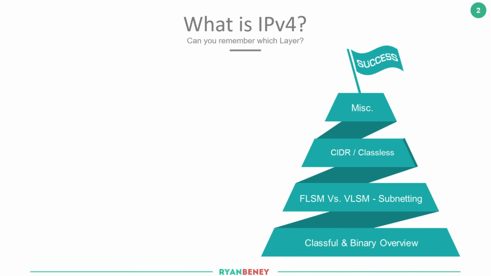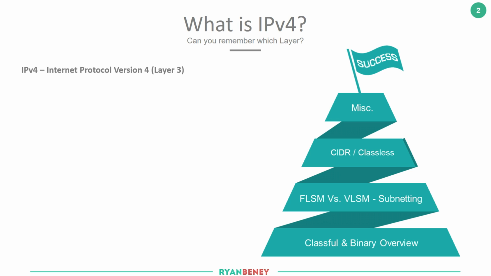So first, we need to have a discussion around what is IPv4. And I've got a little question there. Can you remember which layer it works at? In the previous videos, we've discussed the TCP/IP and the OSI model, and we said IP works at a particular layer in that model. If you're unsure what layer it is, go back and watch those videos. But those of you that do know would know that it actually operates at layer 3 of the OSI model.